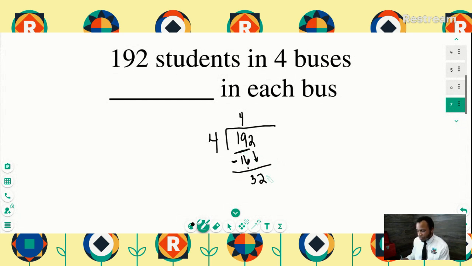You bring down your 2. So now from here, we want to see how many times can 4 go into 32. 4 can go into 32 8 times. So we have 8. 4 times 8 gives you 32. 32 minus 32 gives you 0. So we have nothing left over. So what this lets us know is that if we have 192 students and we want to split them evenly on 4 buses, that means we have 48 students in each bus. And that's that one.